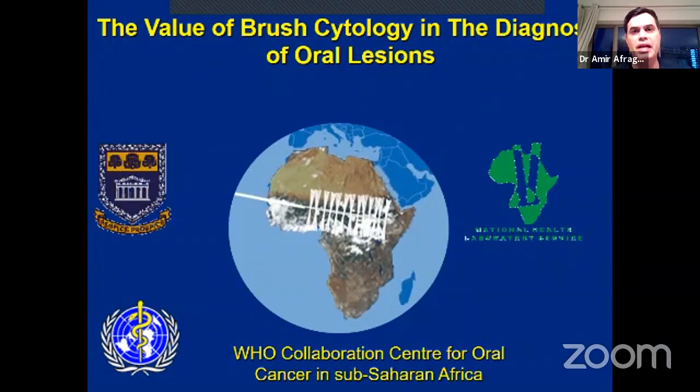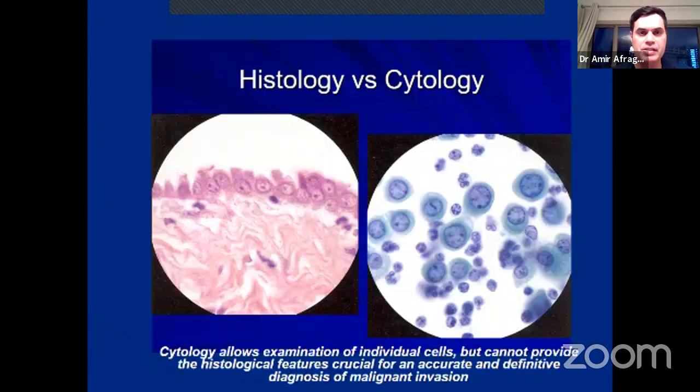So today's lecture is on the value of brush cytology in the diagnosis of oral lesions. Just to clarify the difference between histology and cytology, histology is based on tissue biopsy. So you will see the architecture of the surface epithelium as well as the underlying connective tissue in histologic sections. Cytology, on the other hand, shows the exfoliated cells. So in cytology, you will be able to assess the cytomorphologic features or the cellular features, including the cytoplasm of the cells and the nuclei, but you will not be able to see the architecture that you see in histology. Very importantly, you cannot assess the invasion of possible malignant cells into the underlying connective tissue.